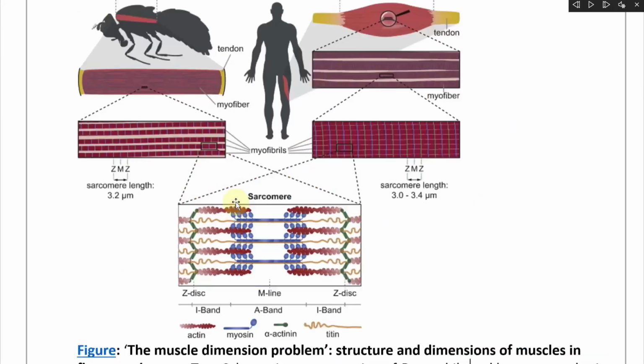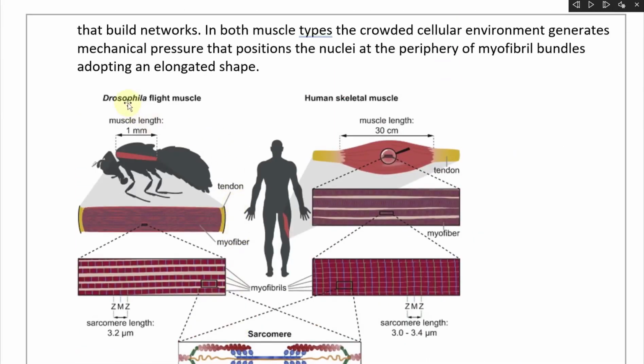So that's the top. Let's take a look at the top right here: Drosophila flight muscle versus human skeletal muscle. Here is the length: muscle length 1 millimeter, and in this one, muscle length 30 centimeters, which is pretty big. And now you have this tendon there, and notice the tendon is much smaller in relative size.